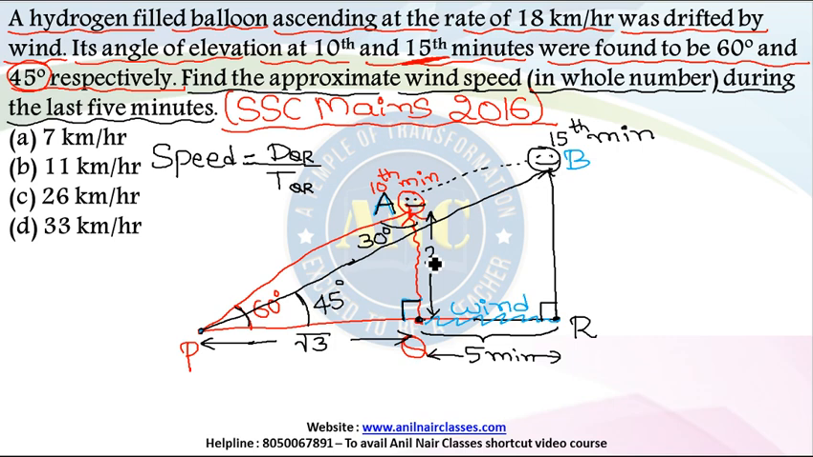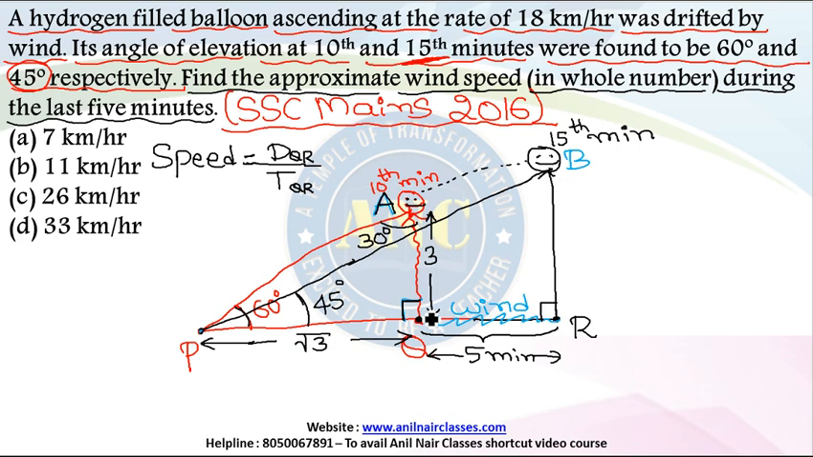How, sir? I already explained this in so many previous problems. Let us not keep on worrying about the same part. Opposite to 30, if I assume it as root 3, then opposite to 60, the AQ distance, will be 3 units. I hope this part is clear for you people. This is 3 units or 3 kilometers, whatever it is.